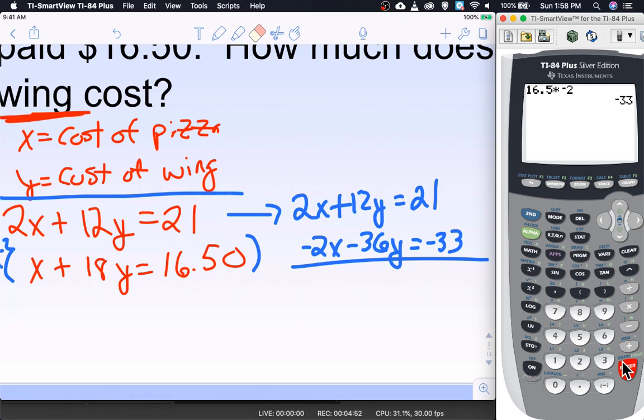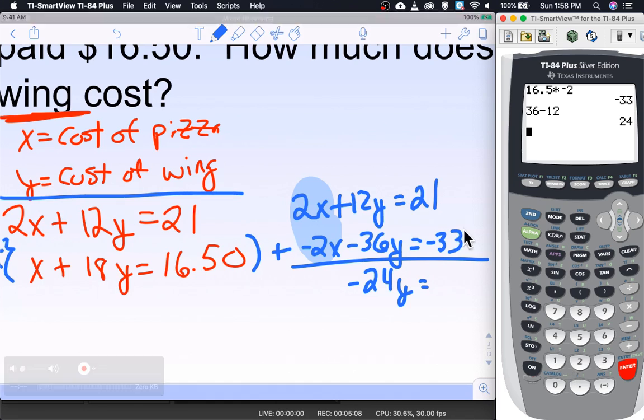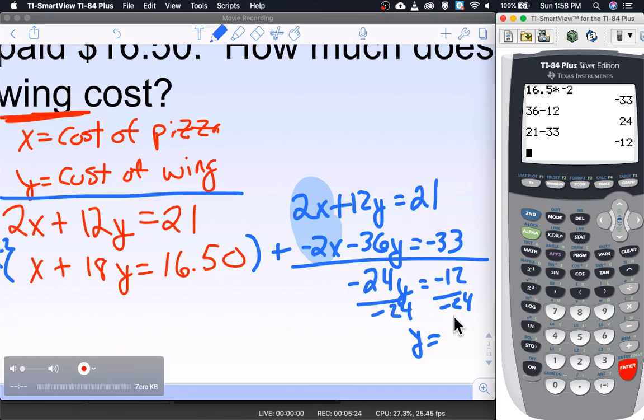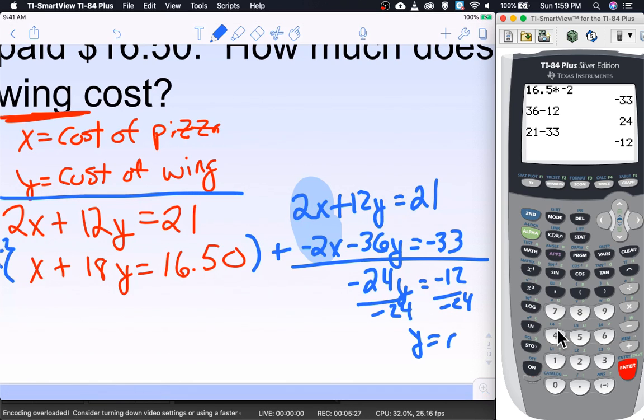Now, when I add these equations together, because that's what you do with your systems of equations, your x's will eliminate. I have negative 24y. Pretty sure that's right. Yep. Equals, let's see, 21 minus 33. 21 minus 33 is negative 12. And divide by negative 24, I'm dividing by 24 to cancel out this 24. And y equals a positive 0.5.